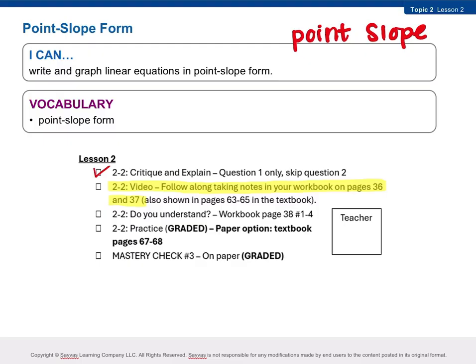Our goal today is to write and graph linear equations, but now in point-slope form. Lesson 1 was about slope-intercept. Now we're doing point-slope form. If I look back at my vocab, the point-slope form is y minus y1 equals m times x minus x1.